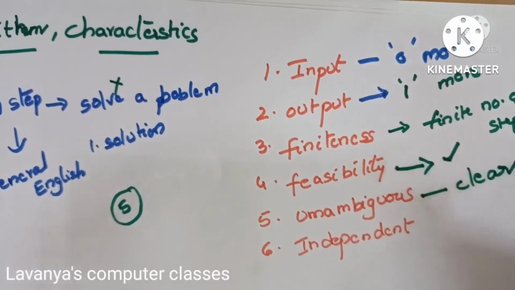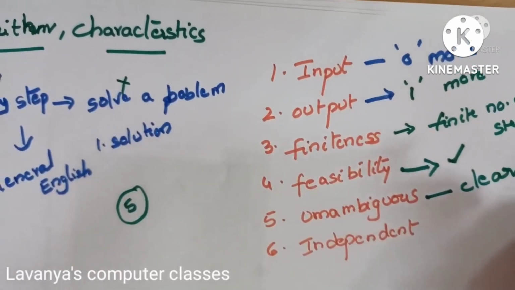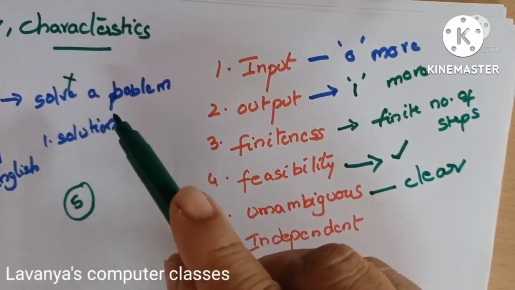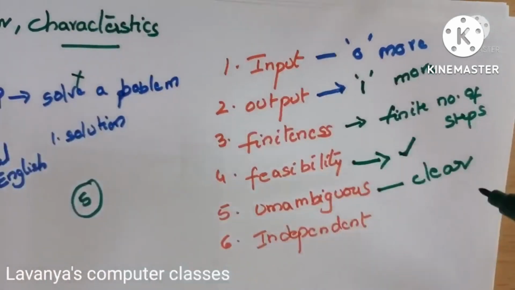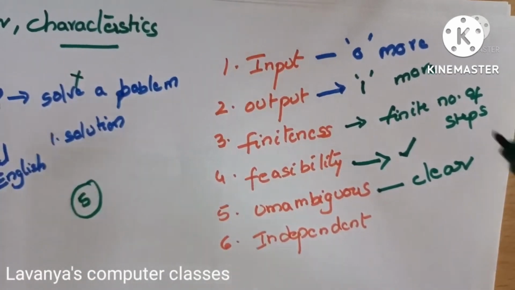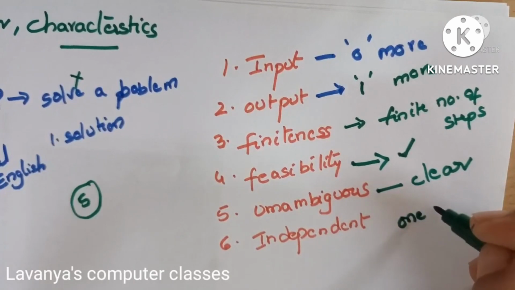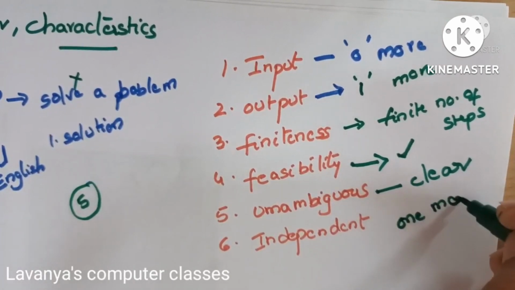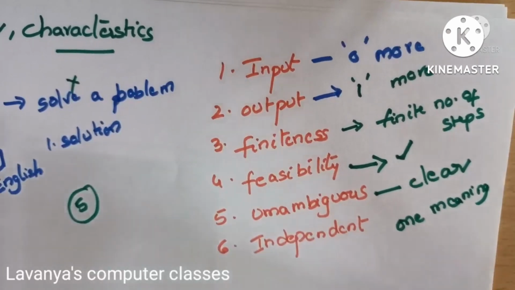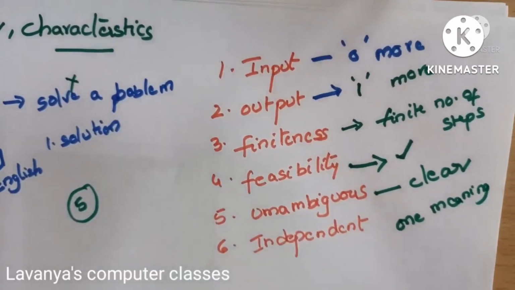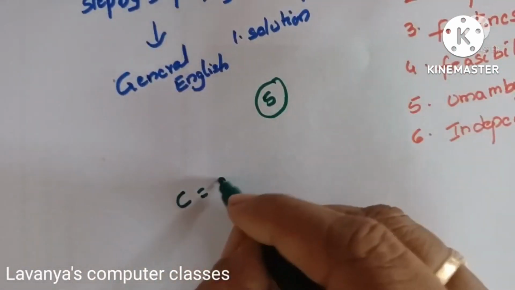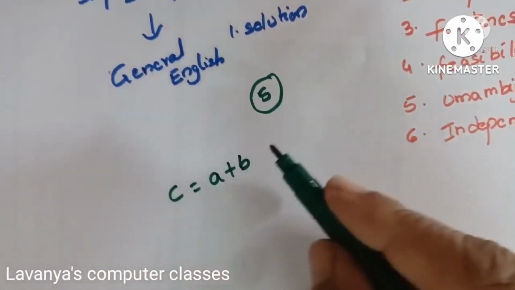Means we are writing many steps, a step-by-step procedure. All steps must be clear without any confusion, and must lead to only one meaning. It should not give any different meanings. Whatever the user checks in that algorithm should be clear and give only one meaning. There is no confusion for the programmers. That type of algorithm is known as unambiguous.